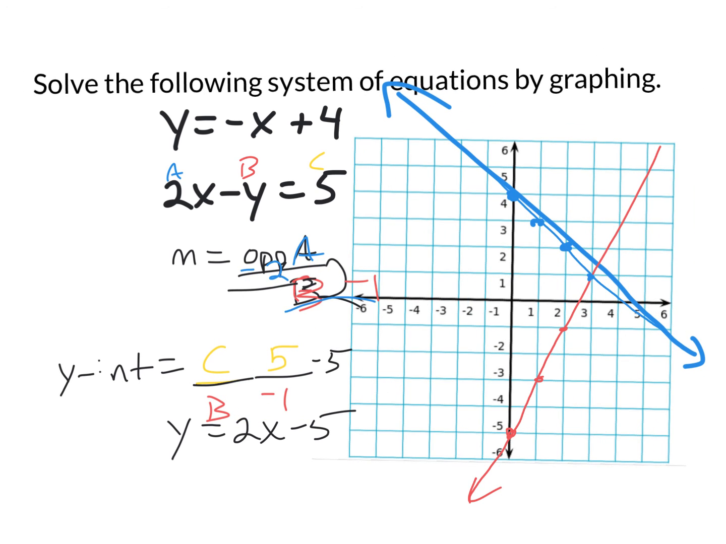The intersection that we're looking at is right here. Okay, and the ordered pair for that intersection is an x value of 3 and a y value of 1. So the solution to this system of equations is at 3, 1. And that would be the answer.